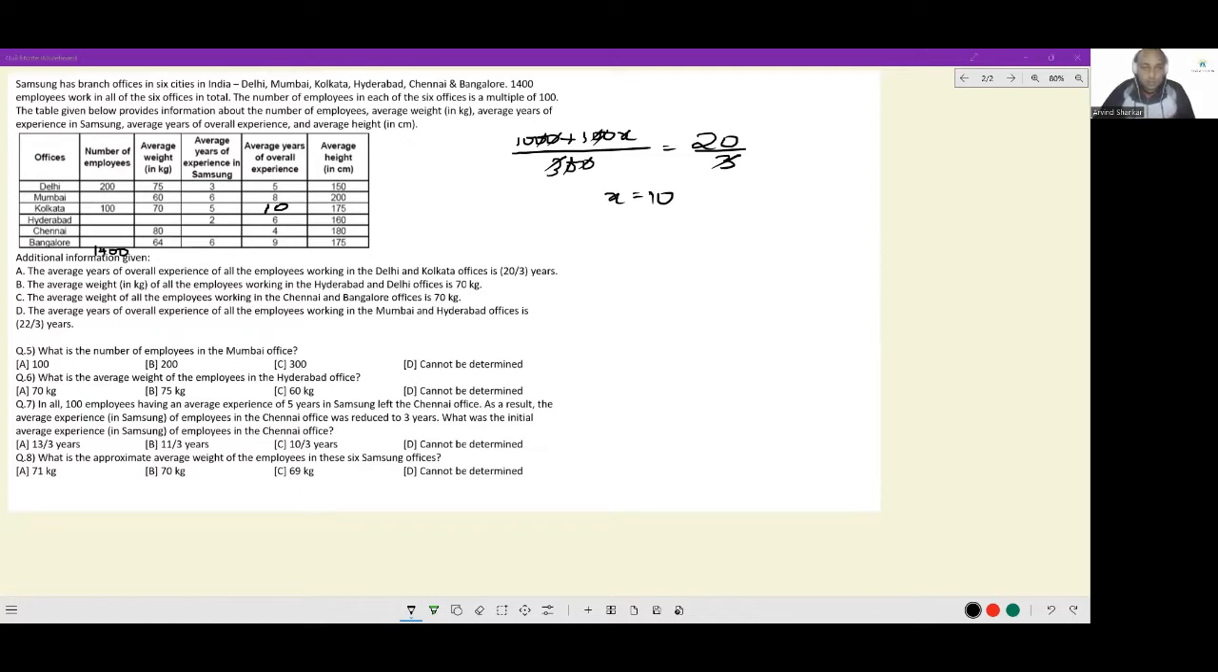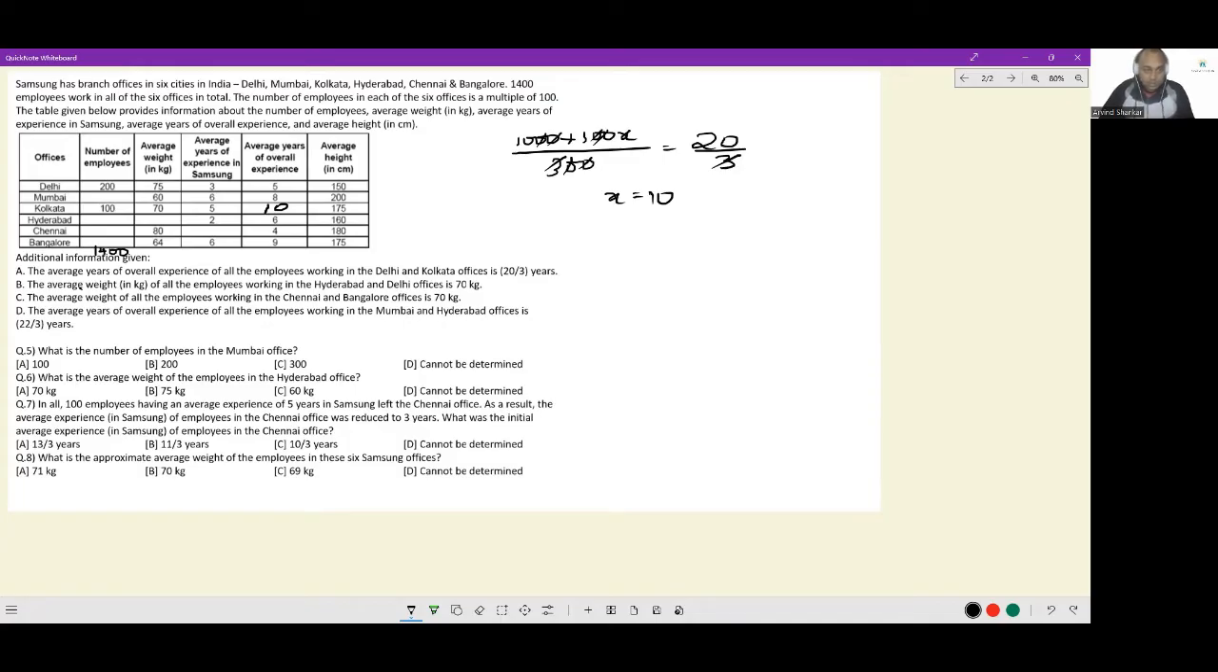Okay. Next we have the average weight in kg of all the employees working in Hyderabad and Delhi offices is 70 kg. We can't really do anything about it right now because we neither have the number of employees in Delhi nor the average weight. Neither do we have the number of employees in Hyderabad nor the average weight in kg in Hyderabad. So nothing can be ascertained with certainty right now.